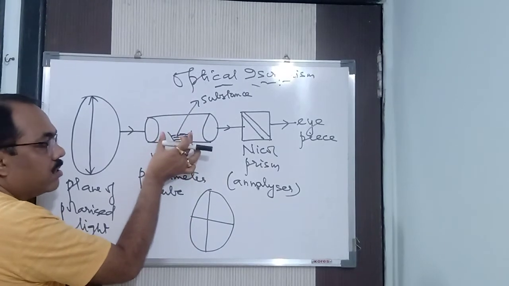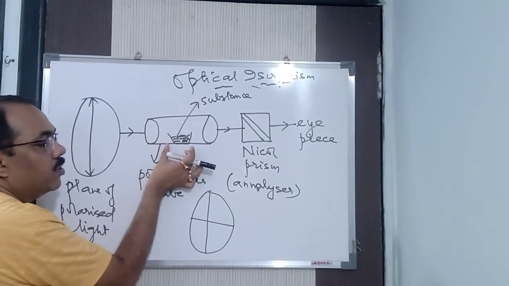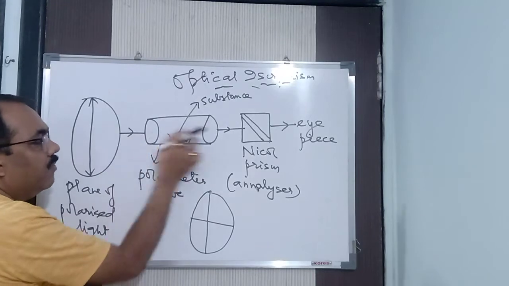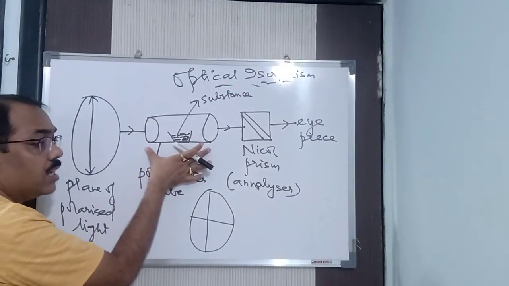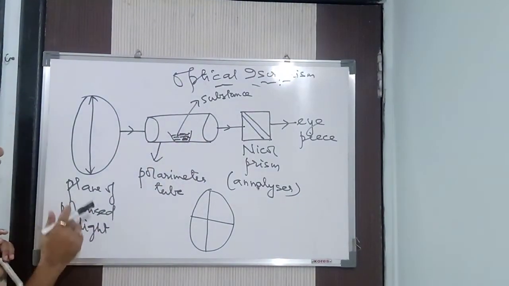To keep the solution here, we are having an opening. So we put the solution here with the help of a beaker, and then we pass the light into it. Alright, that's a polarimeter tube which is 1 decimeter in length. We can say that. Now, next is one more thing.